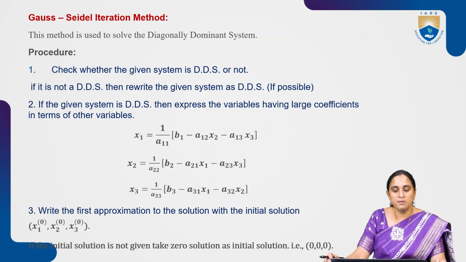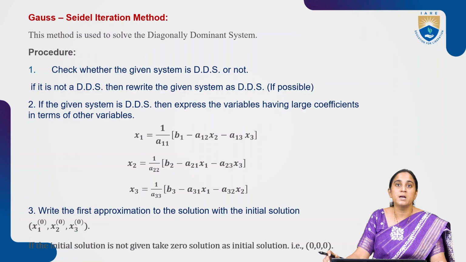Procedure: check whether the given system is diagonally dominant or not. If it is not, then rewrite the given system as diagonally dominant if possible. If the given system is diagonally dominant, then express the variables having large coefficients in terms of the other variables. This is the main concept.